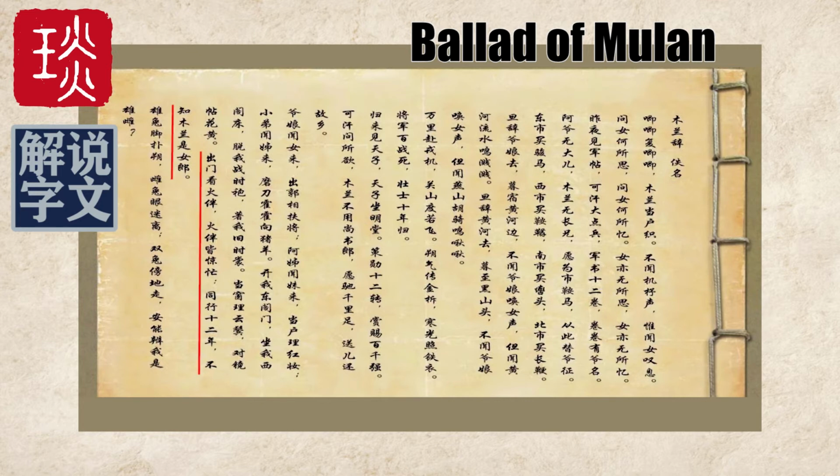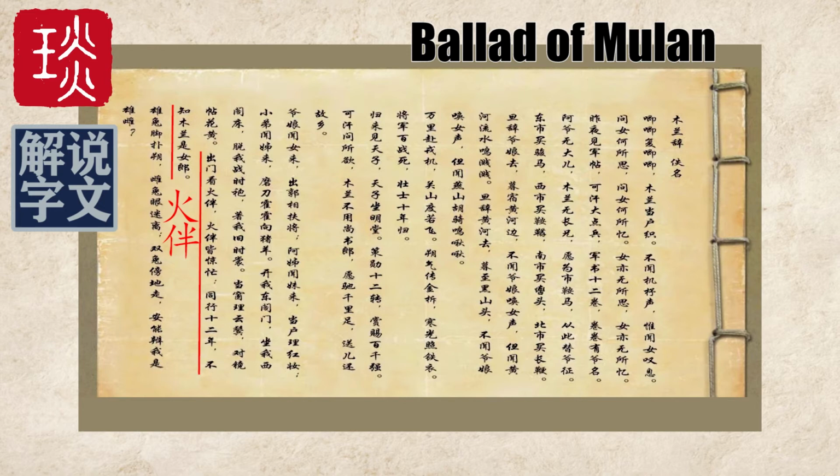出门看伙伴，伙伴皆惊忙，同行12年，不知木兰是女郎。She goes out the door and sees her comrades. Her comrades are all amazed and perplexed. Traveling together for 12 years, they didn't know Mulan was a girl. In this poem, 伙伴 used the 火 without 人 as radical.